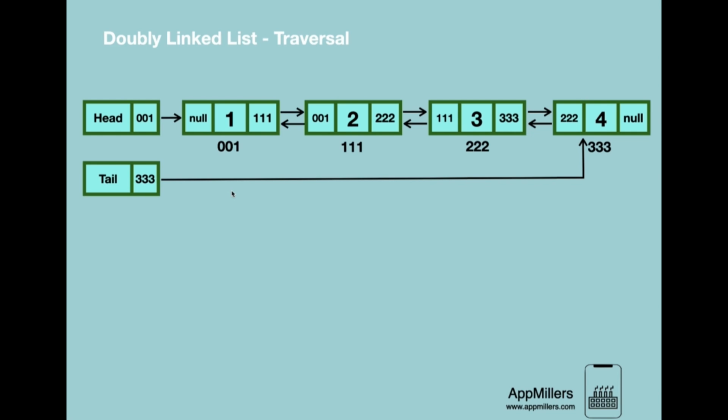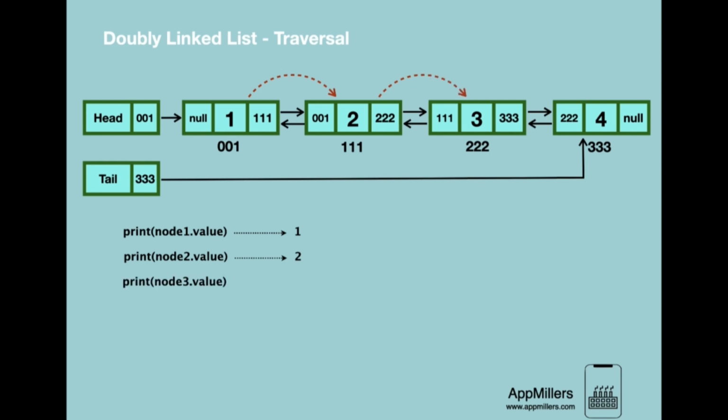So steps to traverse through double linked list remain the same as we did in single linked list. We start from the first node and print its value. Then we move to the next node and print its value, node 2. Then we move to the third node and print its value. And then we move to the last node and print its value. And that's how traversal works in double linked list.